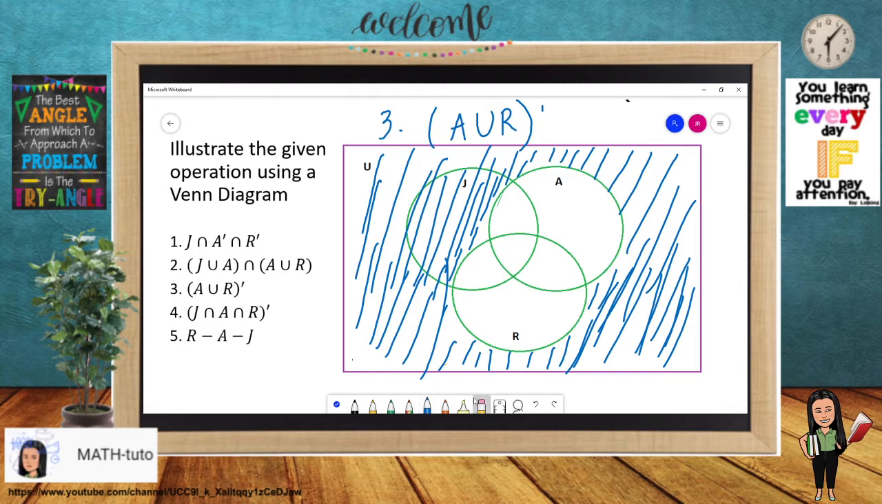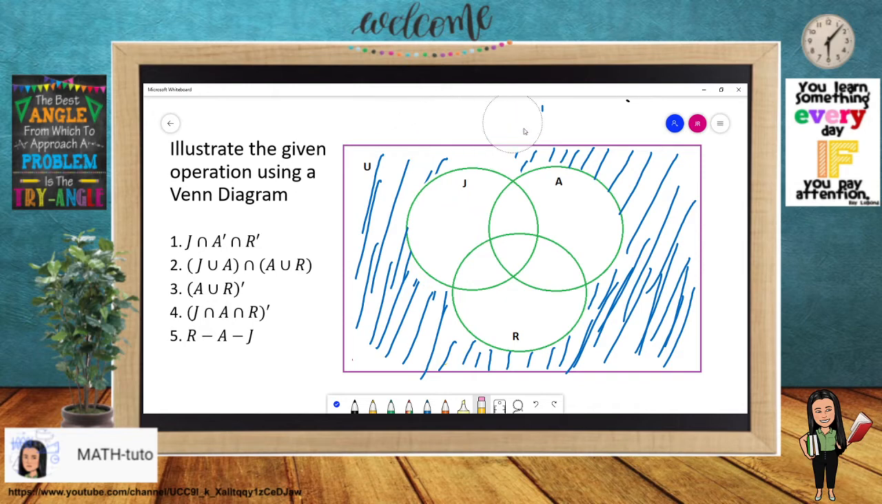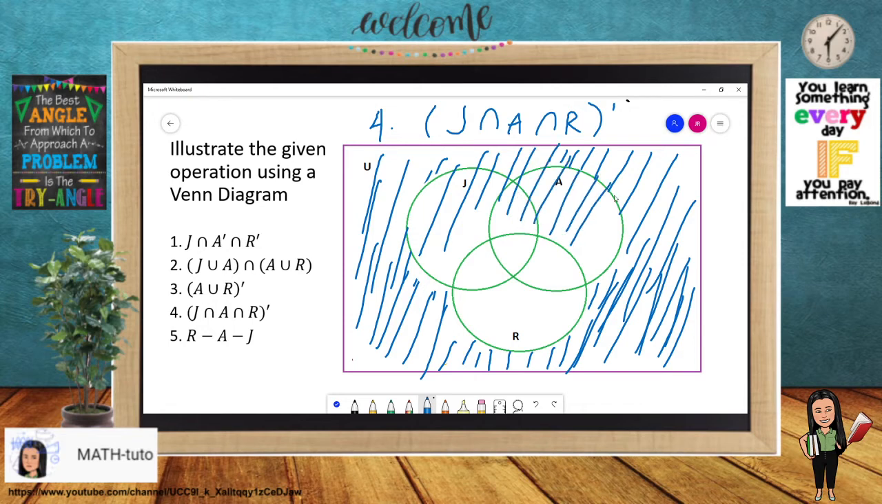Next, complement of intersection. Huwag ko nang burahin yung ibang part kasi complement din siya. So, save ko na yung ibang part. Number 4, complement of intersection of J, A, and R. Intersection nilang tatlo. Itong maliit, complement. Yun ang hindi kasama. Yung intersection nilang tatlo.